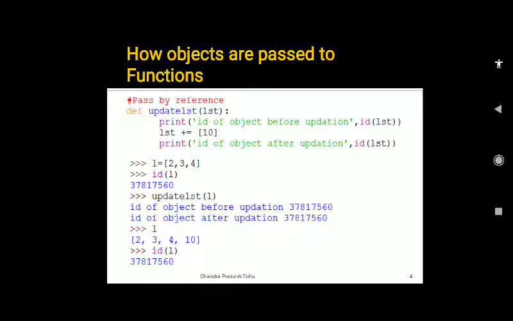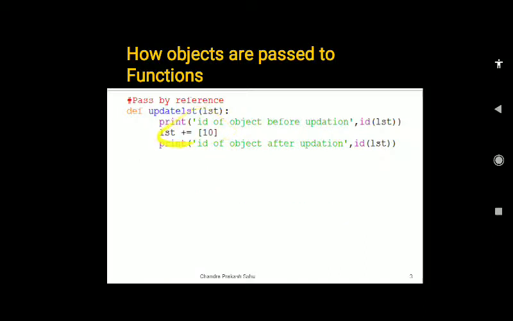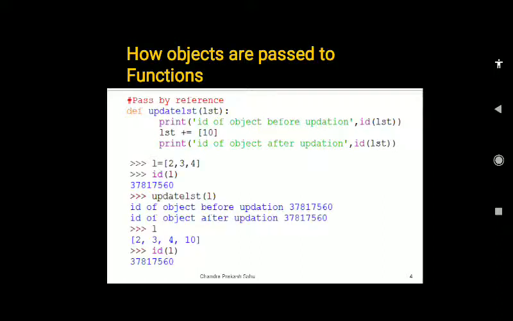So here a list has been created, l equal to [2, 3, 4], the id of this list is determined, and then at the next line, the update list function is called with this list object, and it is passed to the function. All 3 lines are executed one by one. First the id of this list is printed, and then the list is updated by adding value 10 in it, and then again the id of the list is printed. You can see in all these cases the id remains the same. That means the changes are being made in the same object.